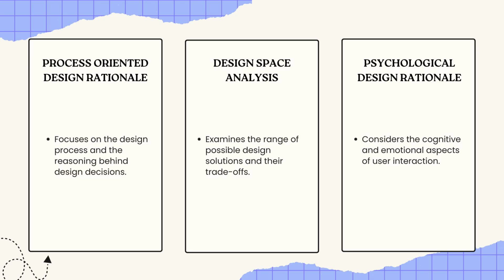This slide outlines 3 approaches to design rationale, which are essential in guiding our decision-making process. Process-oriented design rationale focuses on the design process itself, ensuring that every decision is backed by solid reasoning. Design space analysis examines the range of possible design solutions, helping us understand the trade-offs involved in each option. Finally, psychological design rationale considers the cognitive and emotional aspects of user interaction, ensuring the design is user-friendly and emotionally engaging.